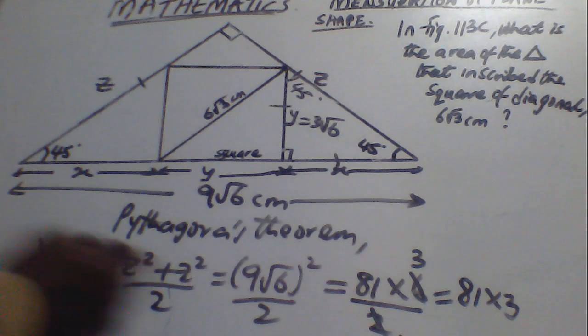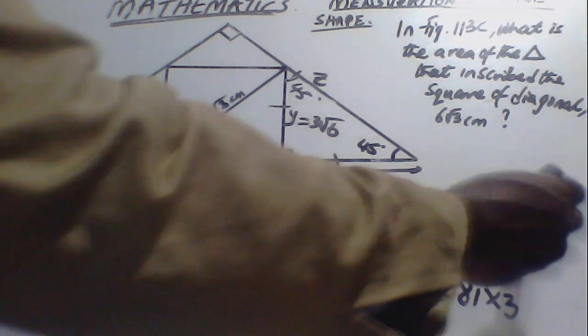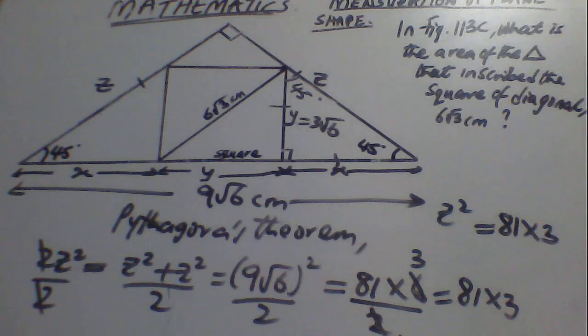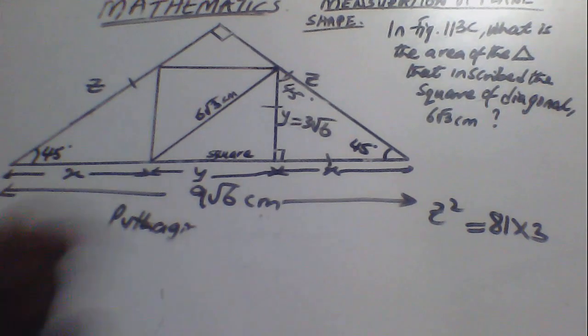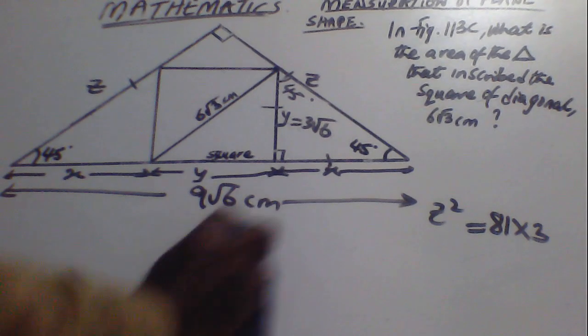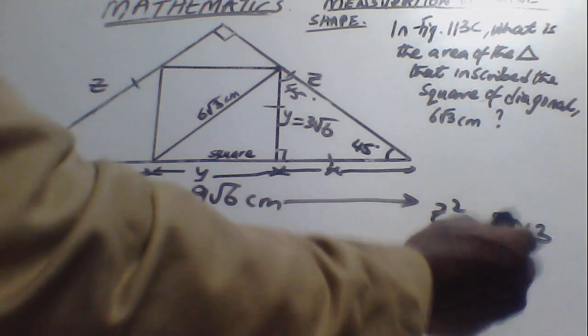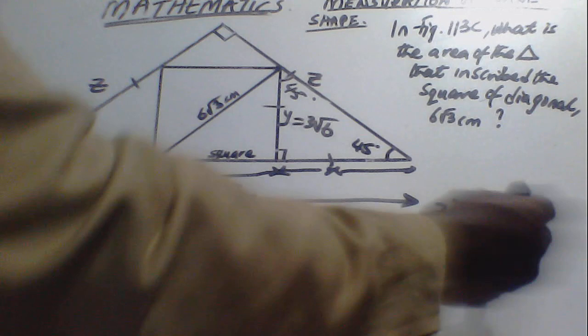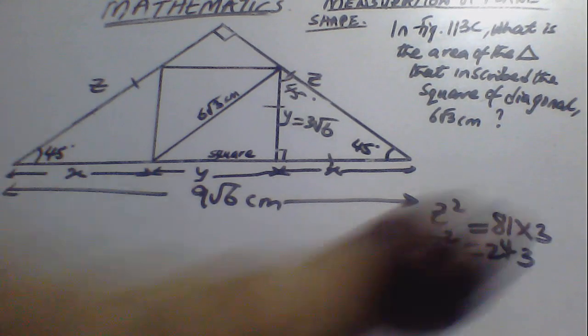In this case, we have z squared is equal to 81 times 3. So we can clean here. The next thing is to find the square root, but you can leave it in this form. So we have gotten that z squared is equal to 81 times 3, and 81 times 3 is equal to 243. So z squared is equal to 243.